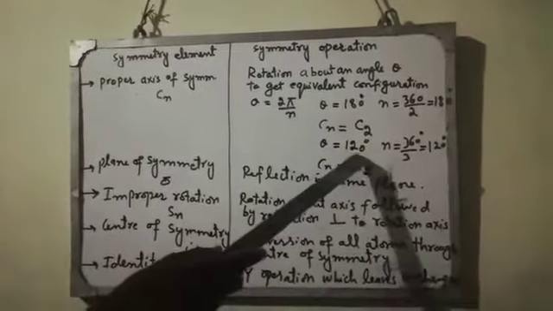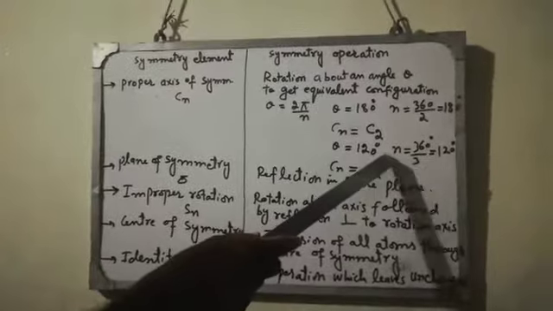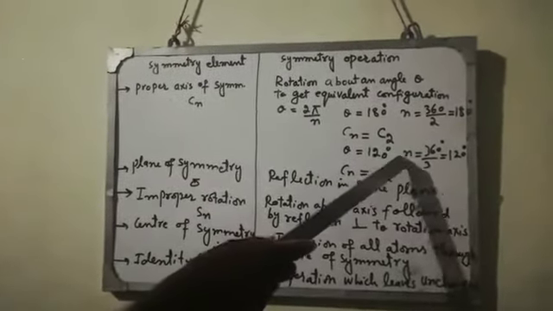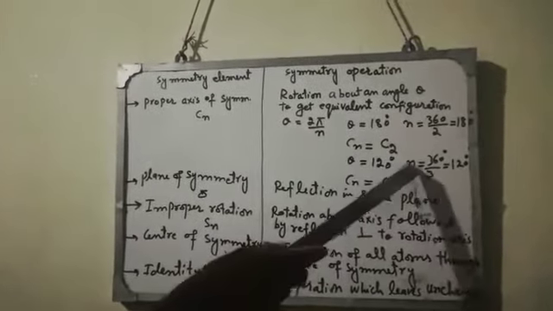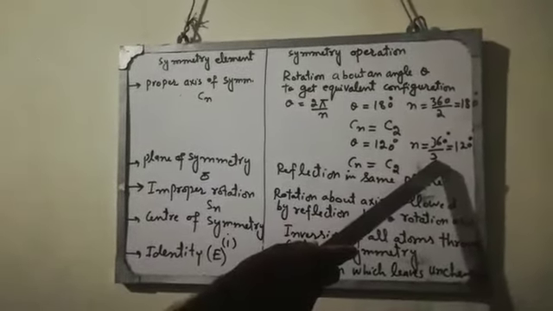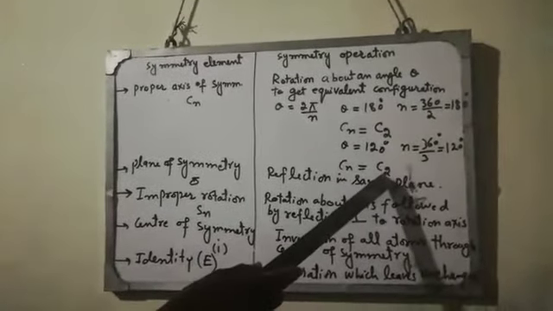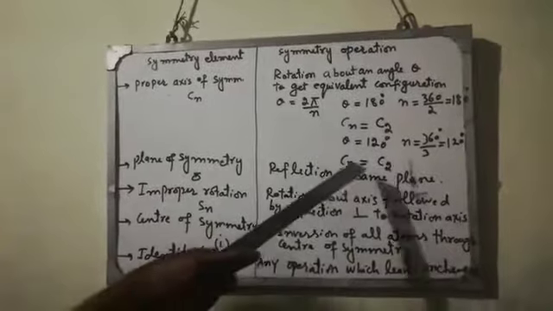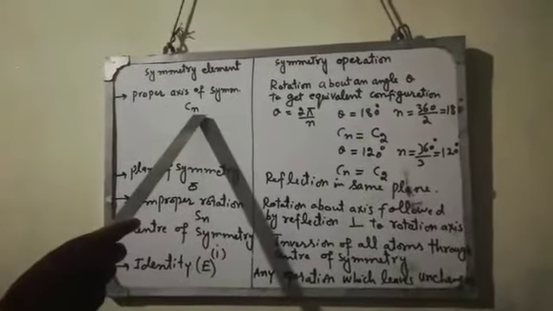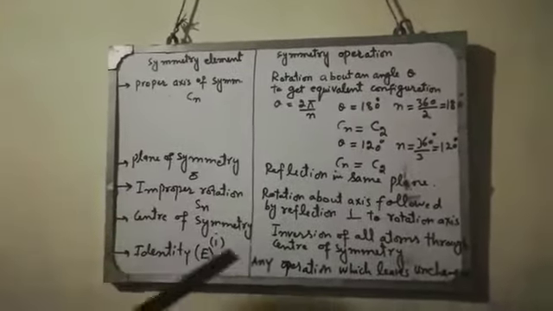When we rotate the molecule at 120 degrees and we get the equivalent configuration, or the molecule remains indistinguishable from the first one, then n is calculated as 360 over 3. This is equal to 120. Here the value of n is equal to 3. Therefore, the proper axis of symmetry will be C3. The value of n will be 2, 3, 4, 5 and so on.